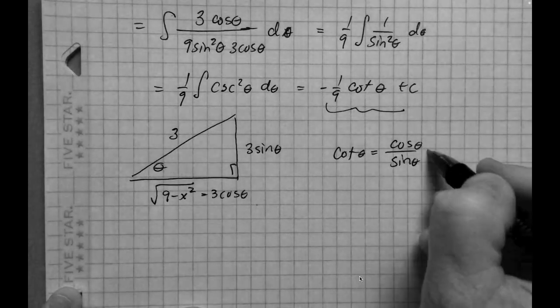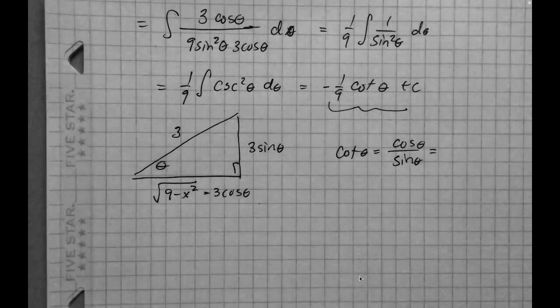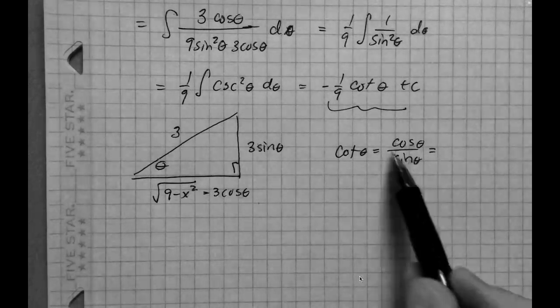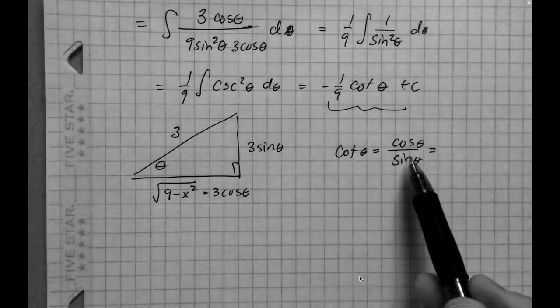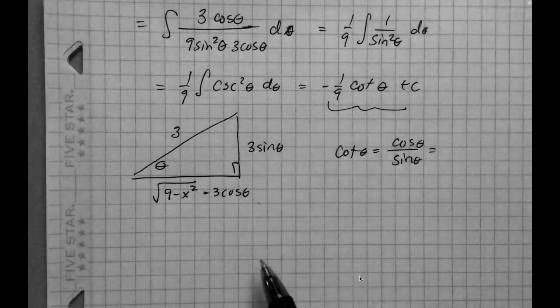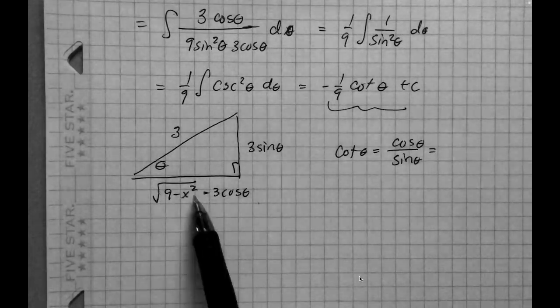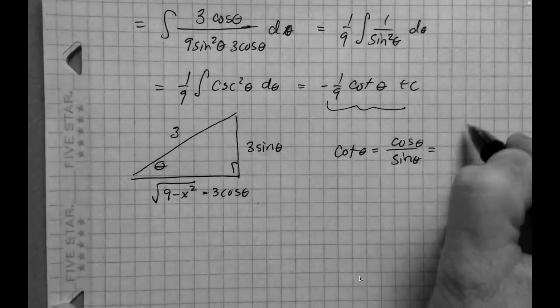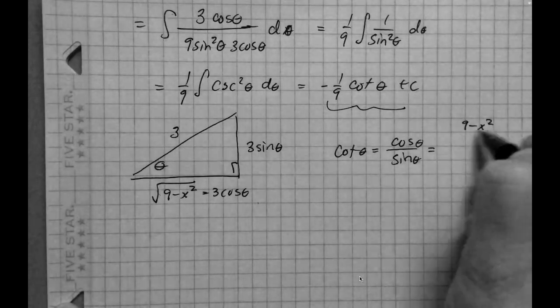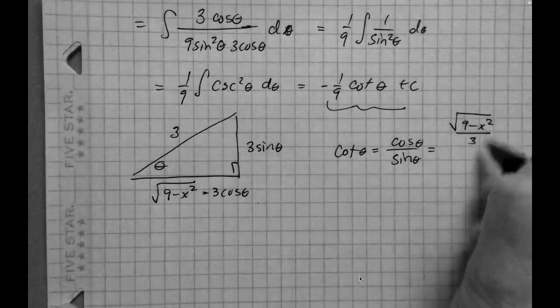Right, and so we can pull those values right off of this triangle. Cosine of theta is going to be adjacent over hypotenuse, right? So that's this side divided by the hypotenuse. So that's equal to the square root of 9 minus x squared over 3.